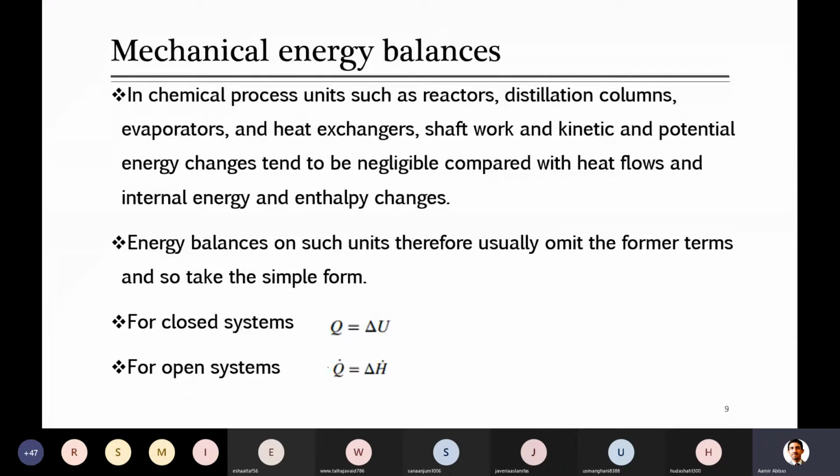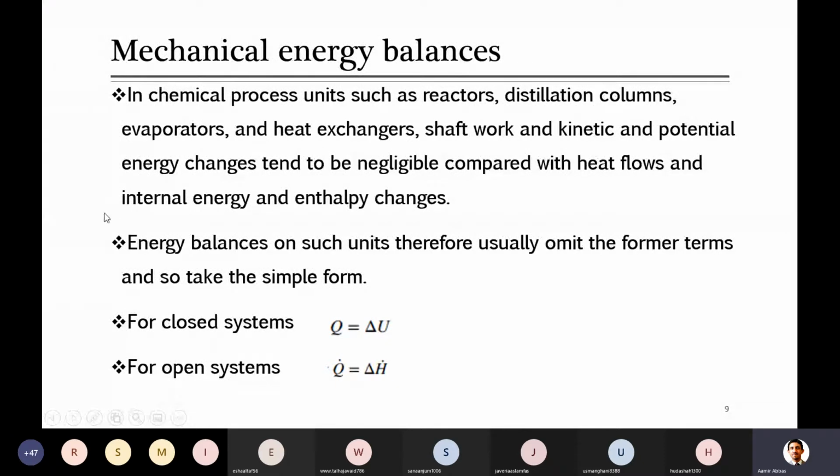So we discussed in the previous lecture, for a few minutes, how to read these tables and how to find the values from the steam table. If I link this part of the lecture with the previous one, it is that when you apply balance on these systems, especially mechanical energy balance, for example your reactor, distillation column, evaporator, or heat exchangers, these are very common equipment in chemical engineering.